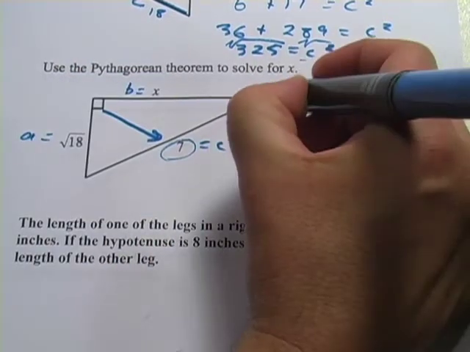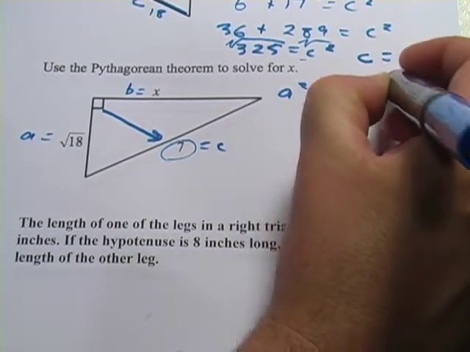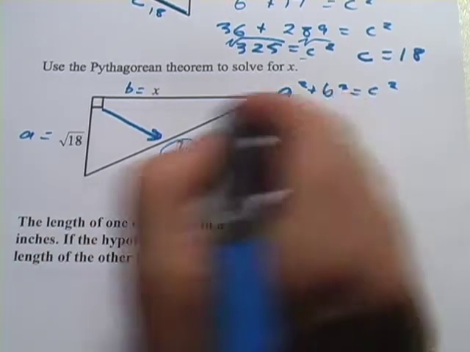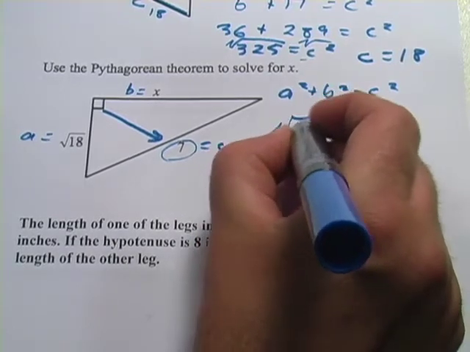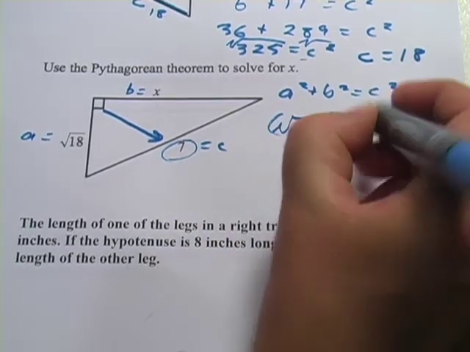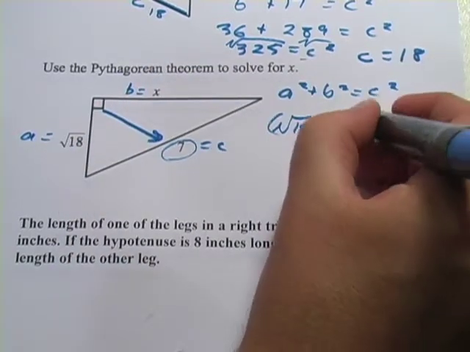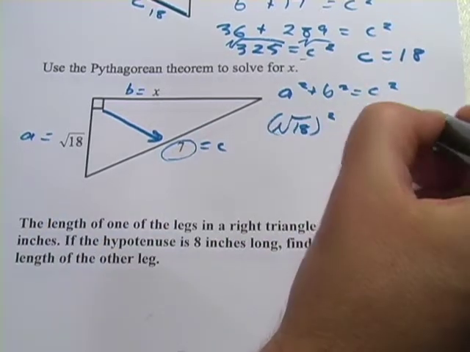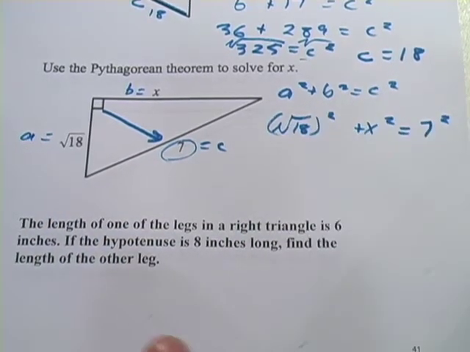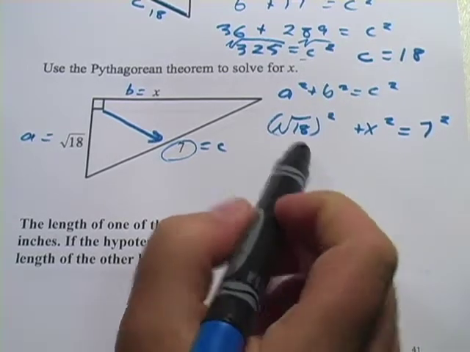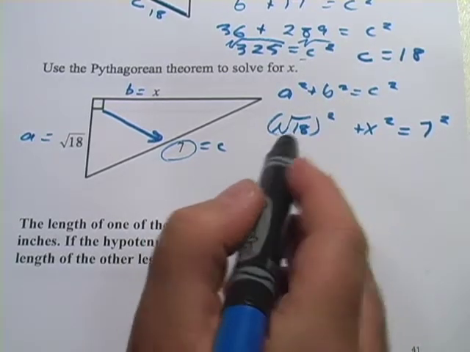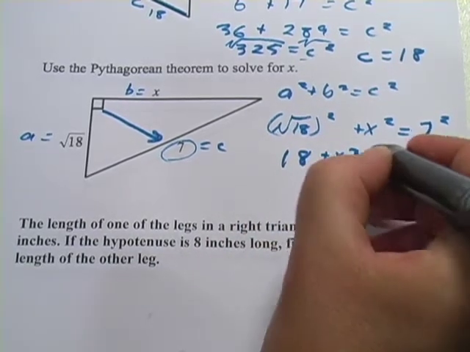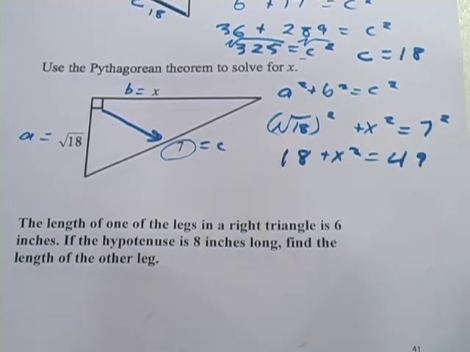So when we plug it into a squared plus b squared equals c squared, it's important to know which one is your hypotenuse. So let's go ahead and do that. We've got A is the square root of 18, so the square root of 18 squared plus, and I'm going to plug in x for b, so x squared instead of b squared, and then equals c squared. C is 7 squared. Okay. Now let's work this out. The square root of 18 squared is simply 18. Now we have plus x squared equals, and 7 squared is 49.